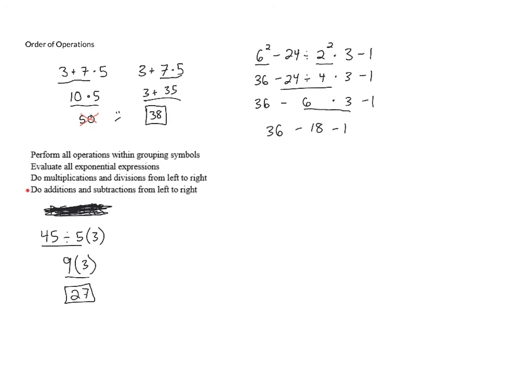Lastly, we're to additions and subtractions, and we need to go from left to right, which means we need to start with 36 minus 18. 36 minus 18 is 18, and then 18 minus 1 is 17. And that's our final answer.